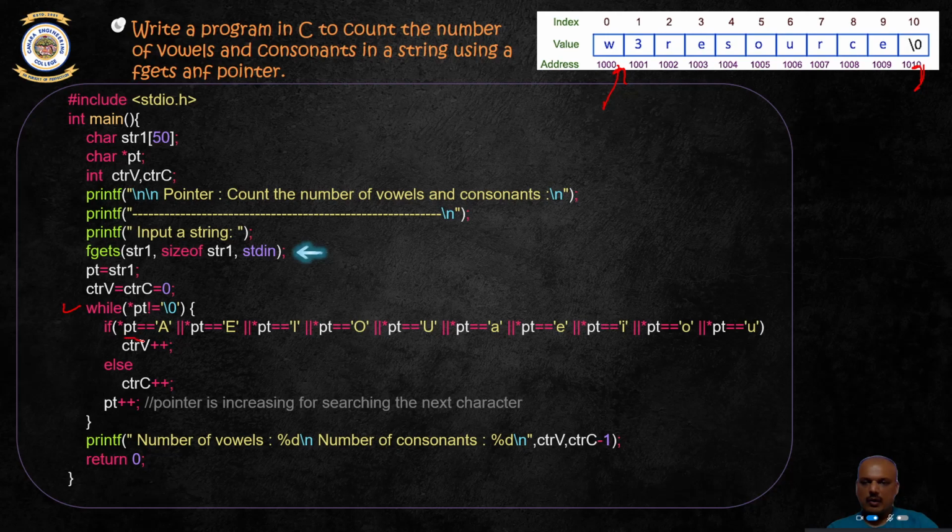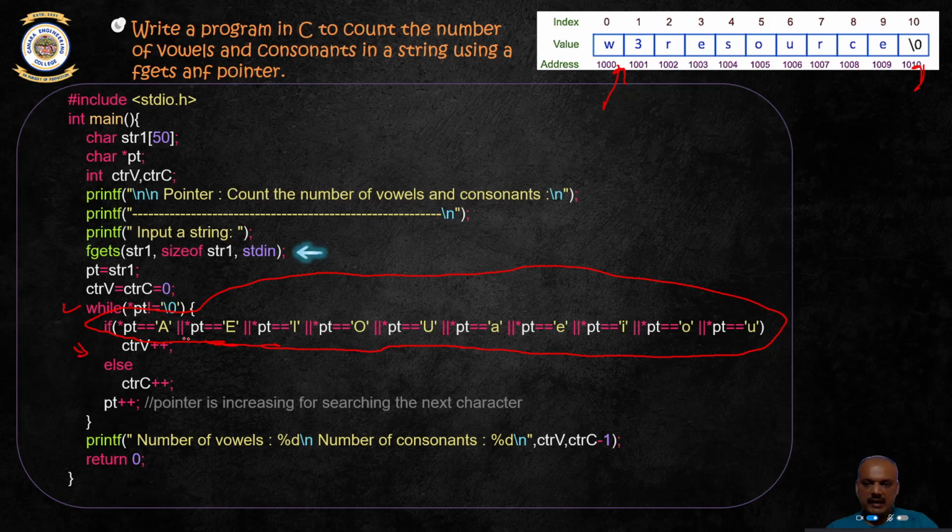So whether the pointer is a capital A, or you remember the logical OR operator. Is the pointer pointing to an E, or is it pointing to an I, or is it pointing to an O, U, and similarly for the lowercase. If the pointer is not pointing to any of these, then obviously it is not a vowel, so you can skip this line.